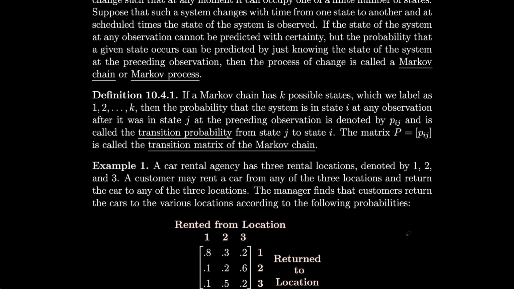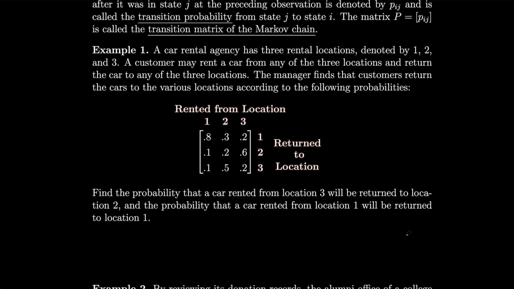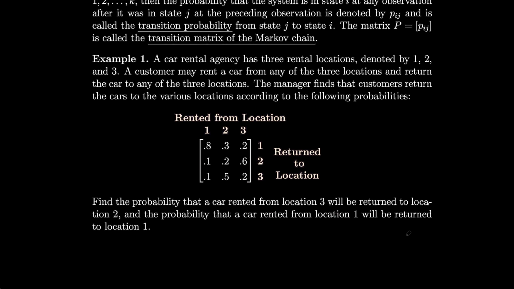Let's do an example. Let's say we have a car rental agency that has 3 rental locations denoted by 1, 2, and 3, and a customer may rent a car from any of the 3 locations and return the car to any of the 3 locations. The manager finds that customers return the cars to the various locations according to the following probabilities. So right over here we have our matrix P. Find the probability that a car rented from location 3 will be returned to location 2, and the probability that a car rented from location 1 will be returned to location 1.